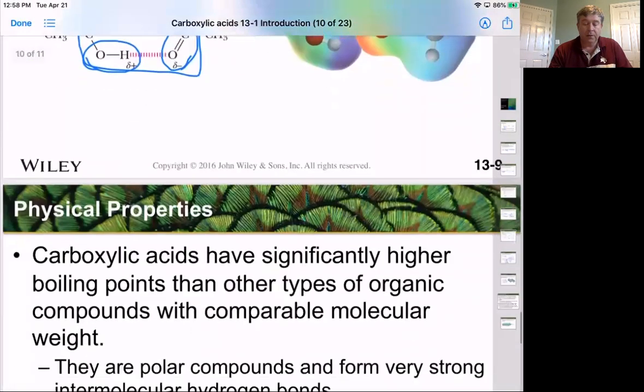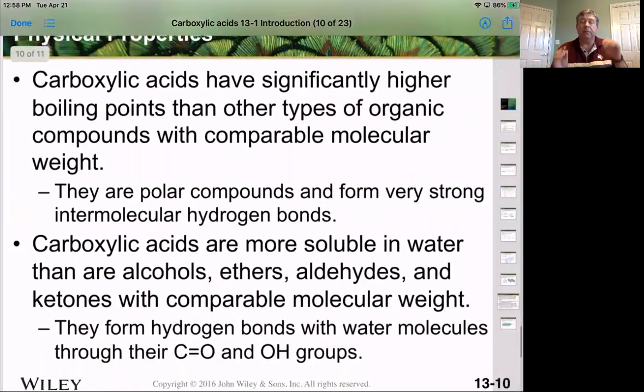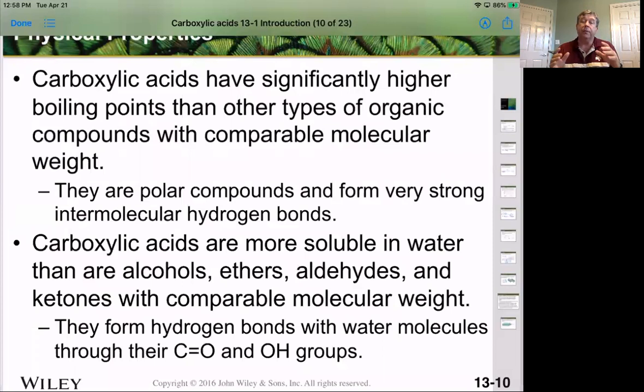Okay? So not only does it drive the fact that they have higher melting points and boiling points because of this strong hydrogen bonding, it also makes them more soluble than alcohols, ethers, aldehydes and ketones at the same molecular weight. We have so much more hydrogen bonding available with the carbonyl and the OH group that you can pull in a greater number of carbons, so that higher molecular weight materials still dissolve in water.